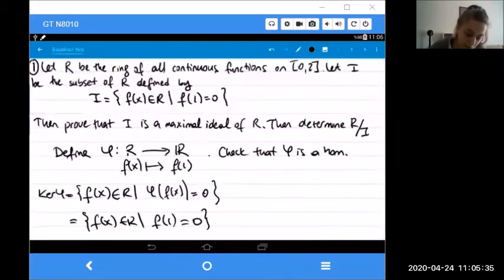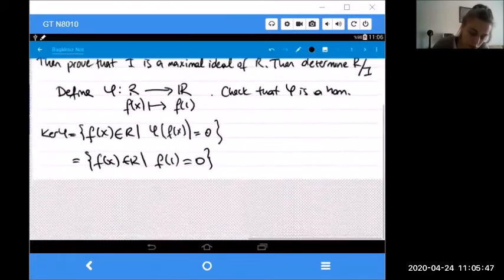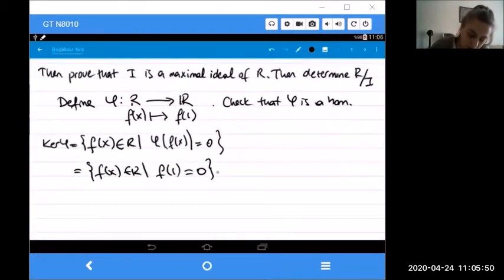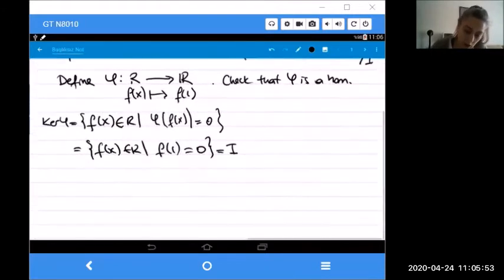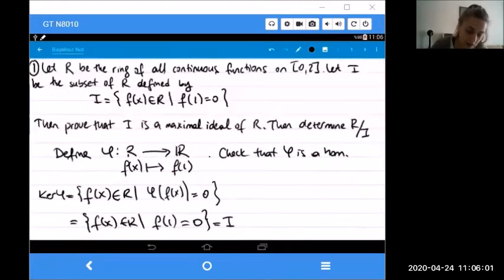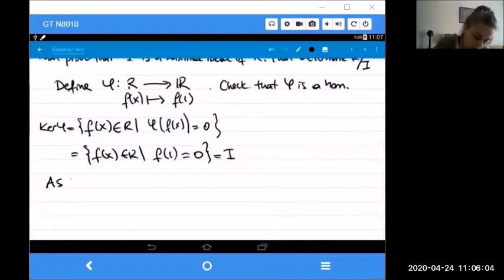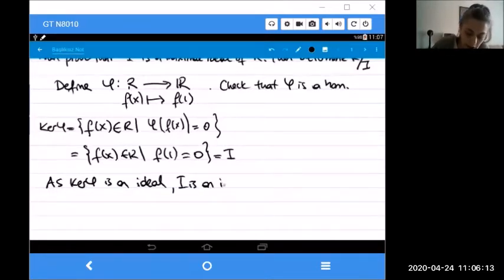And this is nothing but the definition of our ideal I, which contains f(x) in R whose image at 1 is equal to 0. Yes, Ahmed, you're right. So the kernel is nothing but I. After showing that phi is a homomorphism, kernel phi is found to be the given subset I. So as a kernel is an ideal, I is an ideal of R.